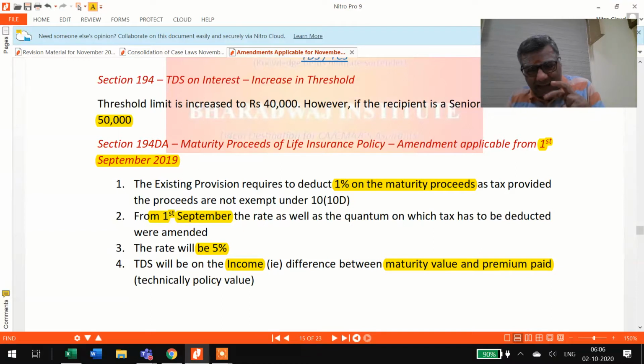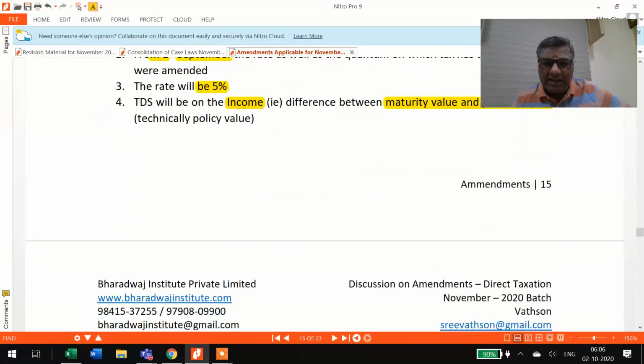So an examiner, if he wants to test you two ways: what is the difference if the policy gets matured on or before 31st August 2019? What is the difference if it is maturing after 1st September 2019? After 1st September 2019, tax is on the income, and the rate is 5%. If it is before, the tax is on the maturity proceeds, and the rate is 1%.